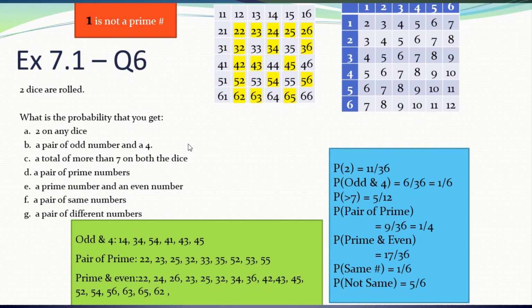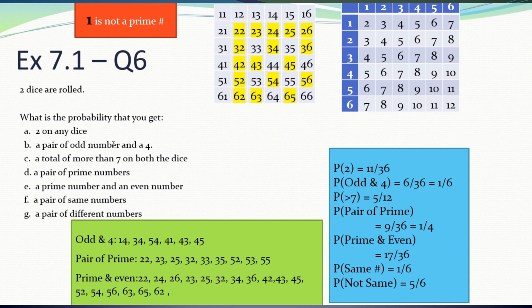Because you need both. They want pair and they also want the total, so you need both. So 2 on any dice. How to get 2 on any dice? You need to use this. You see how many 2s there are? Just add up and you get 11 out of 36.